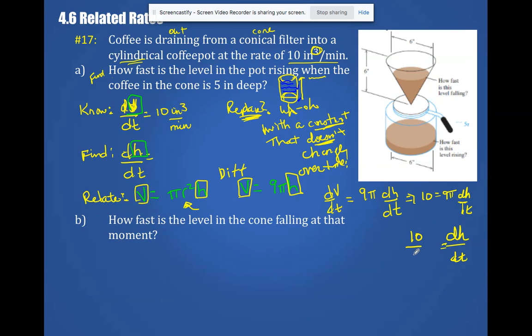Be careful, if you're going to put this into your calculator, I can't tell you how many times kids make a mistake and type 10 divided by 9 pi, but that means your calculator, following the order of operations, does 10 divided by 9 and then multiplies that answer times pi. So either leave your exact answer or make sure on your calculator that you put parentheses around this denominator. What are my units on this, by the way? Are they cubic or are they linear? It's height, so it's linear. Inches per minute.